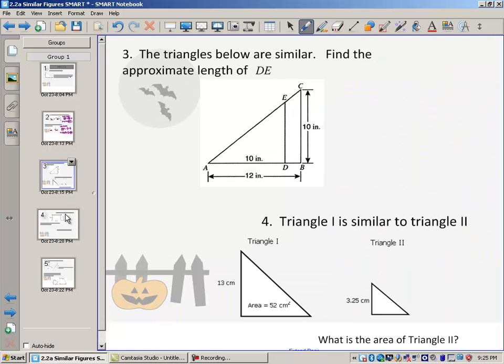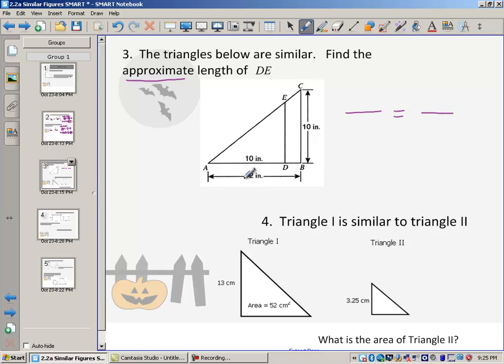Okay, number 3. Number 3 looks like there's only one triangle, but there really are two. There's a little triangle right here inside the great big triangle. We're going to use a proportion to solve this one so that you can see that that works just like finding the scale factor. It asks here for you to find the approximate length. So we're going to end up rounding, but not until the very end. So we're going to set up a proportion.